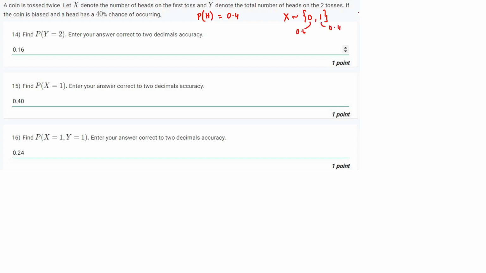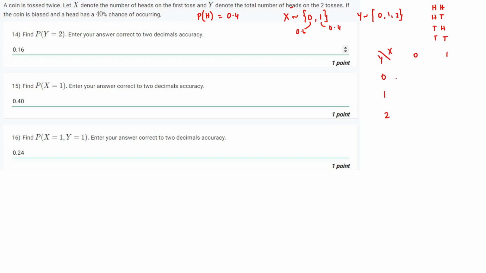What is the range of y? We have 2 tosses, and the total number of heads in the 2 tosses can be 0, 1 or 2. What are the different outcomes that I have? I can get head head, head tail, tail head, and tail tail. There are only 4 different outcomes. Now I can write out the entire joint distribution, with y and x, 0, 1 and 0, 1 and 2.